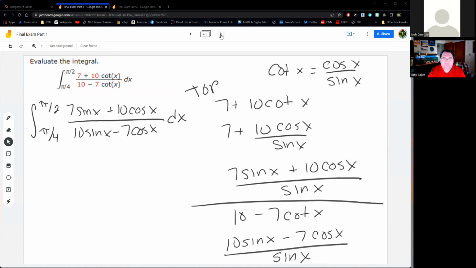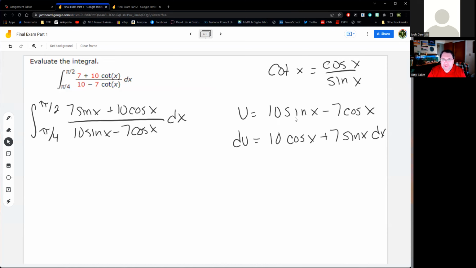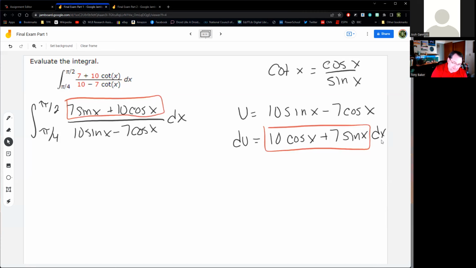Oh, and I forgot to switch screen. So if I make u the bottom, 10 sine x minus 7 cosine x. If I take the derivative of that, 10 sine x becomes 10 cosine x. Negative 7 cosine x becomes positive 7 sine x. Those two parts are now the same. So I can now get rid of my whole problem. And this now becomes just 1 over u du.